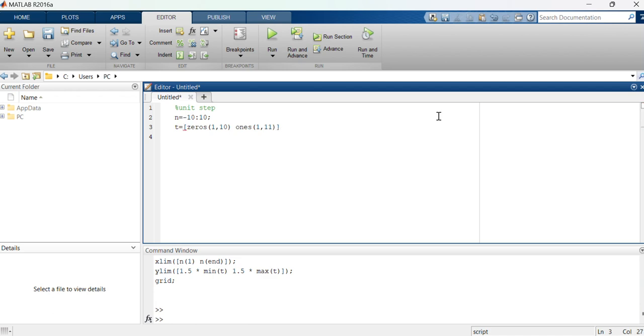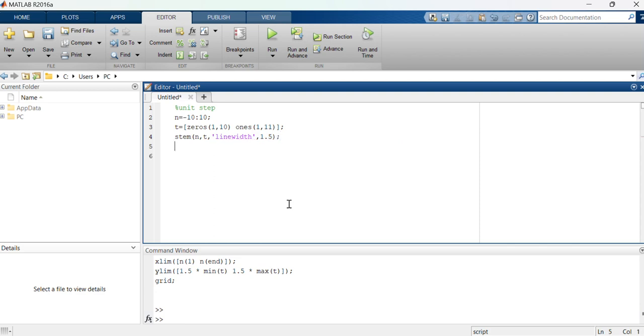Okay, 11 numbers, 11 points, right? 10 plus 10 is 20, plus the zero, 21 points, and 10 plus 11 is 21 points, so you are correct. Now plot it by writing stem, which is discrete. Okay, then n and the t. Okay, and the width, I want it, for example, to be 1.5.